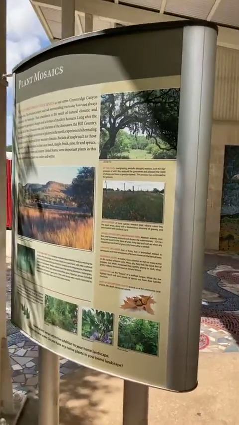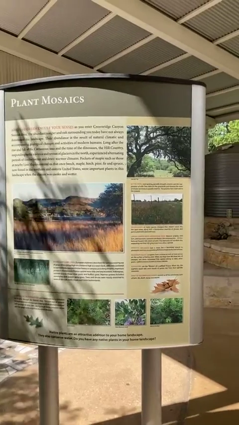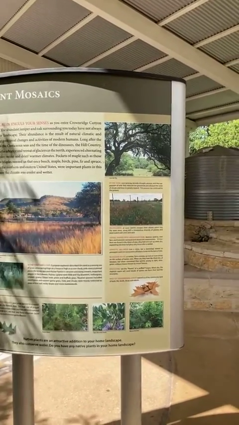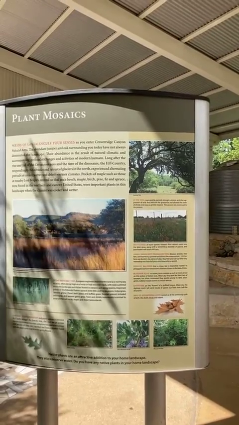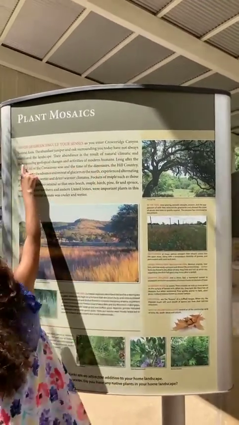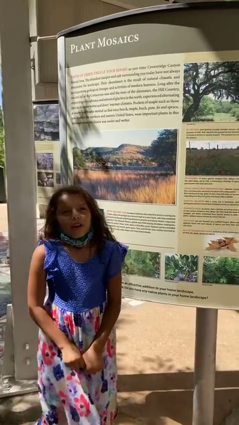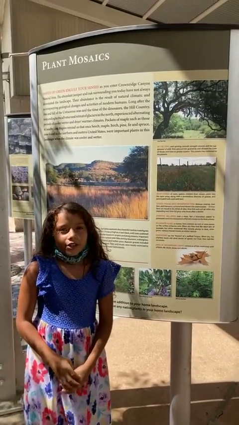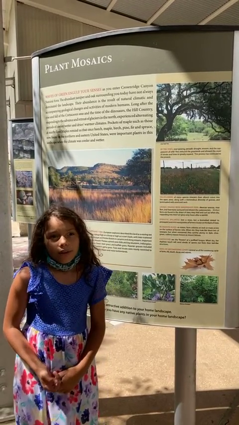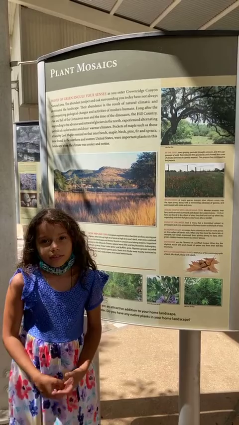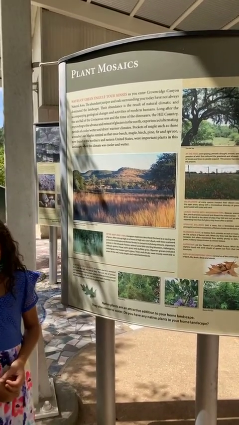All right, plant mosaics. Waves of green engulf your senses as you enter Crownridge Canyon Natural Area. The abundant juniper and oak surrounding you today have not always dominated the landscape. So Sarah, what do we know about juniper? We know that the juniper ash tree is also called the mountain cedar. Which I'm extremely allergic to, right? Yes, I am. So why is it called mountain cedar, not juniper ash?